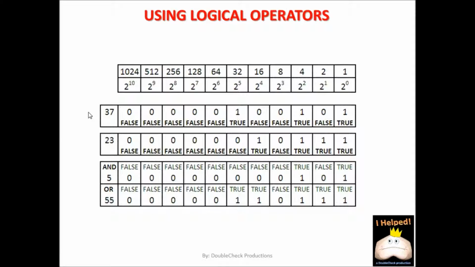Now, we look at the two numbers and our expression is 37 OR 23 equals 55. So we take our decimal values, convert them into binary, give them their logical equivalents, and go digit by digit from right to left, and we see if the conditions are true for our logical operators. That's how we end up using logical operators to get numeric values.